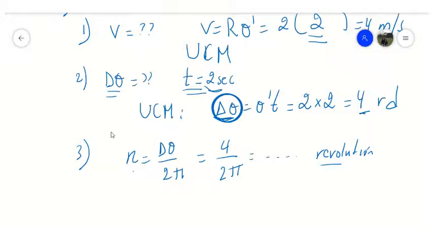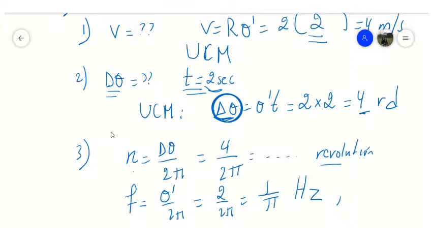In the same way we can determine the frequency, which is theta prime over 2 pi. Theta prime is 2, over 2 pi, so the frequency is 1 over pi, and the unit of frequency in SI is hertz. What about the period, or the time taken to complete one complete revolution? It is 1 over frequency, meaning 1 over 1 over pi, which gives pi. In SI it is in seconds. Okay, this is the period and this is the frequency of the motion of the uniform circular motion.